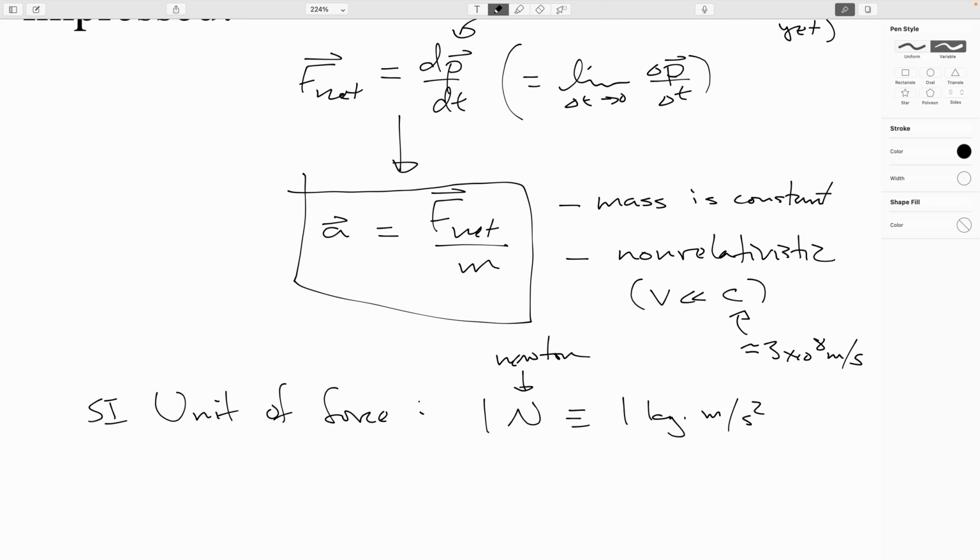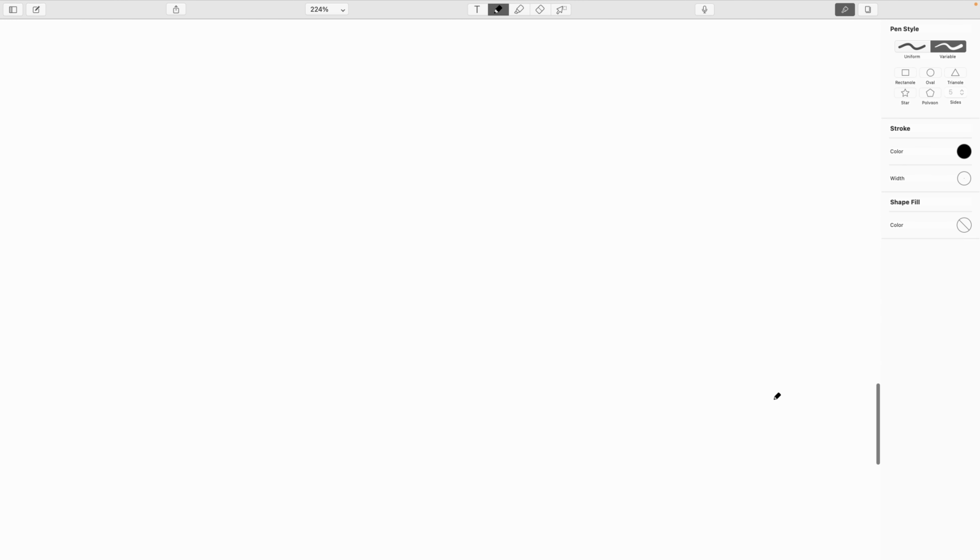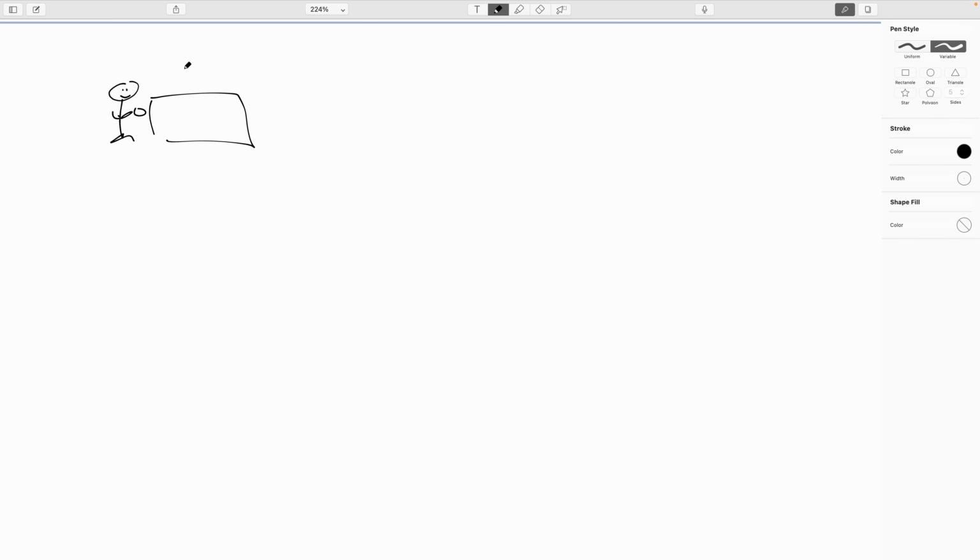Let's take a look at how this ties together. Let's do one quick example of getting an acceleration. Let's say you're pushing on a box. Your box has a mass of 2 kilograms, and you're applying a force of 10 newtons to the right. I'd like to know what the acceleration is equal to.